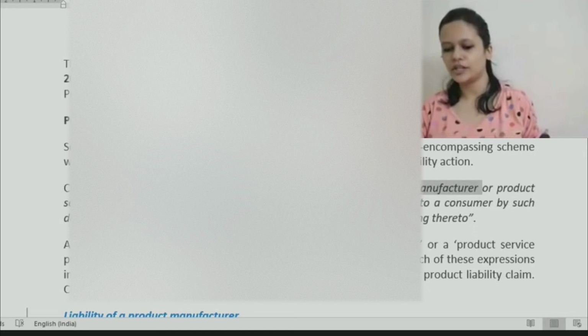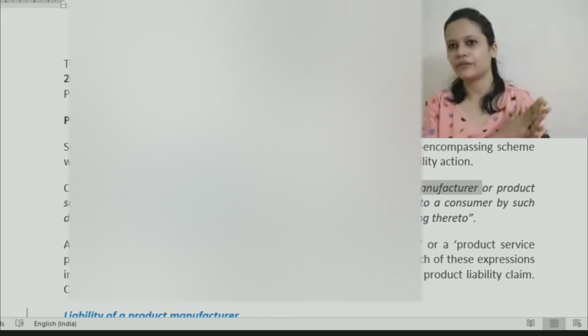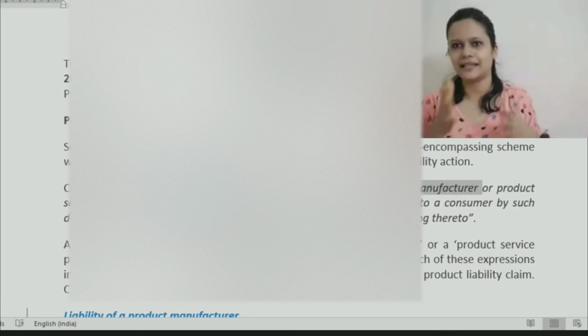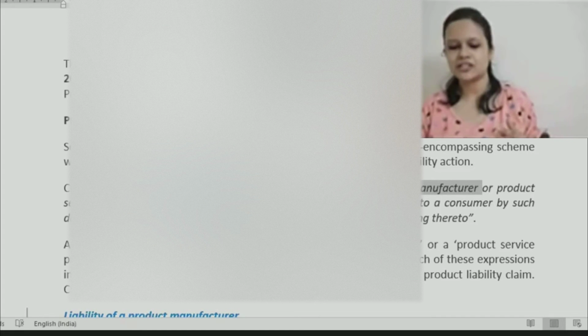Okay, so it not just includes the manufacturer, but in certain cases it may even include a seller, because a seller would also sometimes do some sort of tampering with the things. They would not sell it as they are getting it. They might do some sort of labeling, or some sort of warranty or guarantee they may provide. In such cases, the seller also may be held liable.